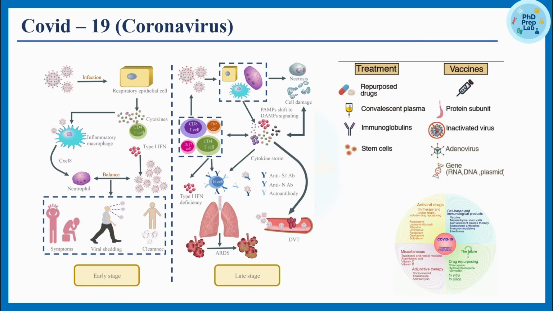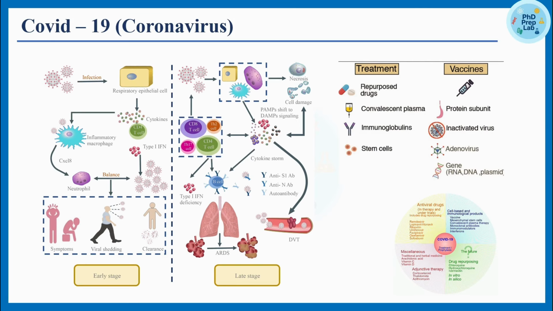Now we have the very famous coronavirus, which caused the global pandemic. So coronavirus is an enveloped virus. It is also an RNA virus, and it primarily infects the human respiratory tract. We all know about this, and the infection begins when the viral spike protein binds to the host cell receptors, such as the ACE2 receptors, which is followed by membrane fusion or endocytosis.